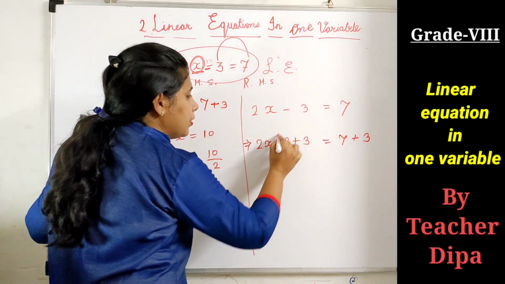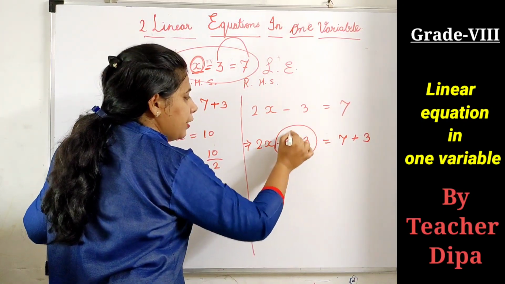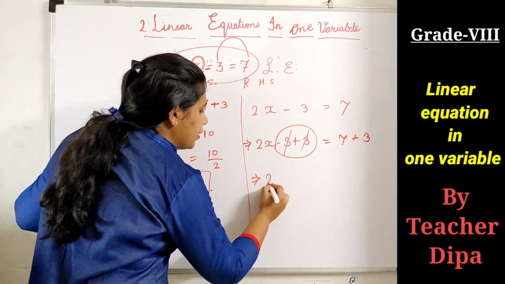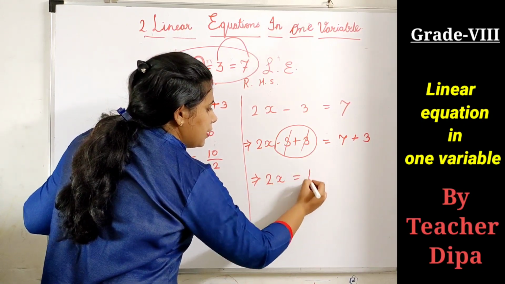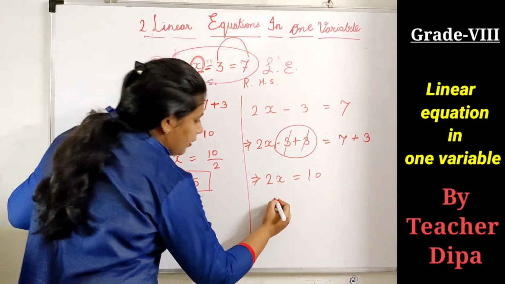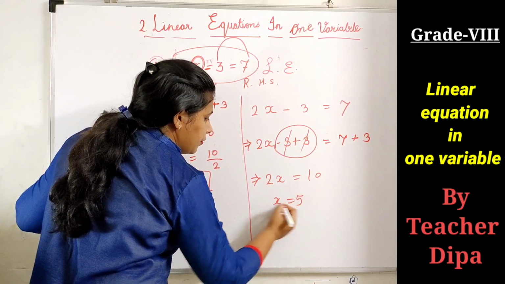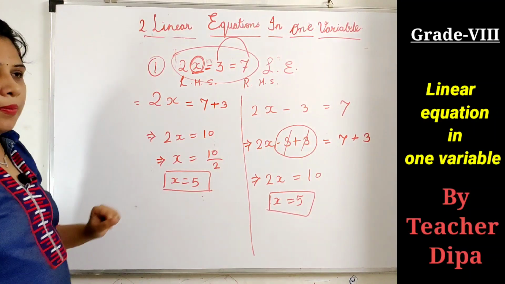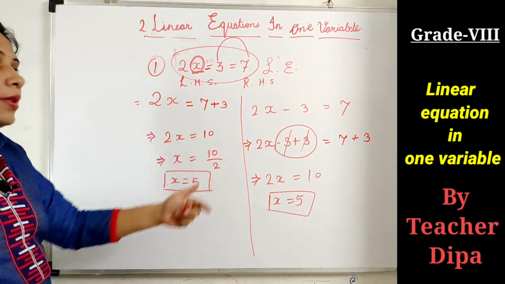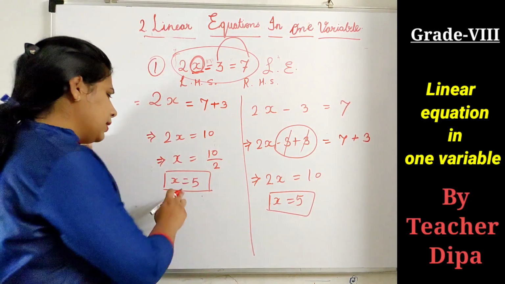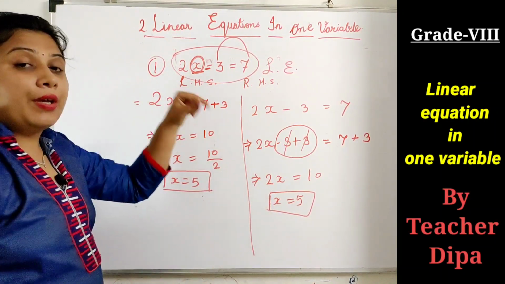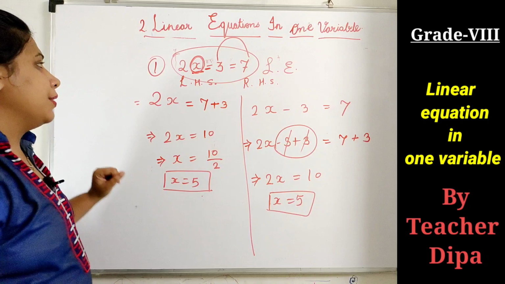Now as we know, minus plus will get cancelled. So now we are getting the equation 2x is equal to 10 and again x is equal to 5. This is our second method to solve the sum. Now one more thing, you might be confused: is my answer wrong or is my answer correct? For this the verification is also needed.